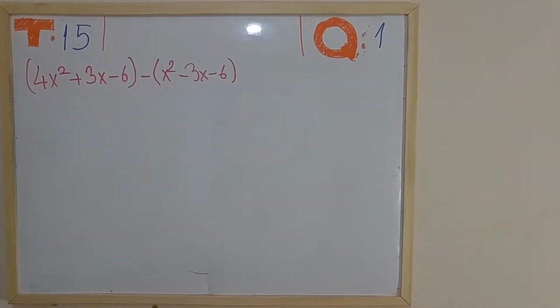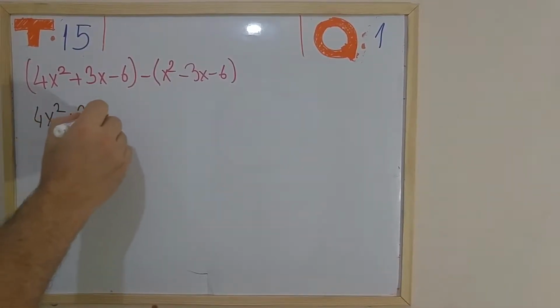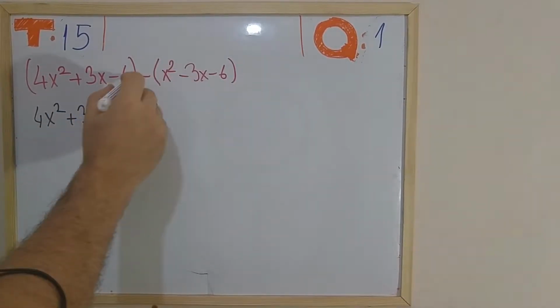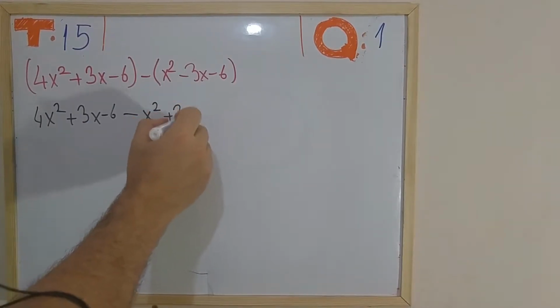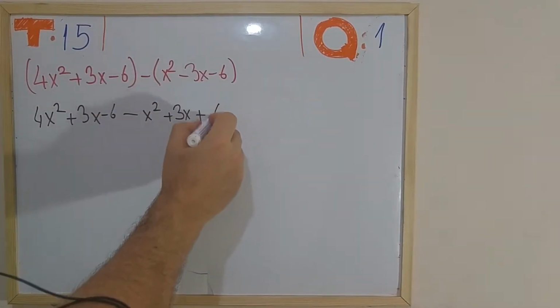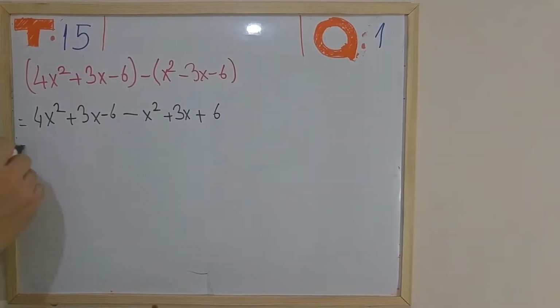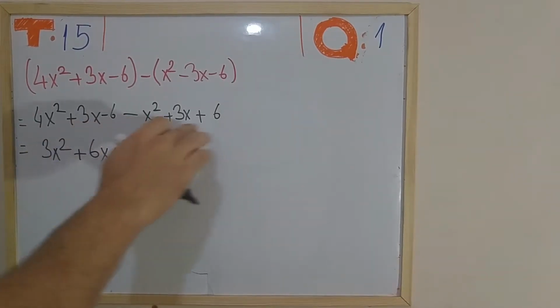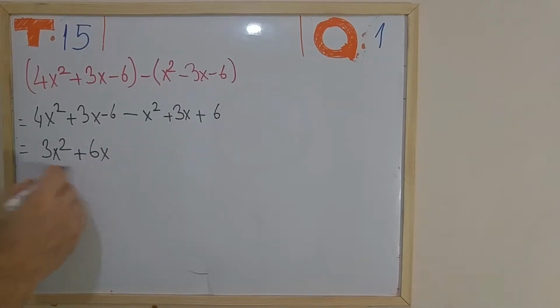Finding the difference of these two polynomials, let's expand the parentheses first. 4x squared plus 3x minus 6 minus x squared minus 3x plus 6. This is equal to, I have 4x squared here, minus 1x squared here, so 3x squared. I have 3x plus 3x here, plus 6x, minus 6 plus 6. I got nothing else. This is the answer.